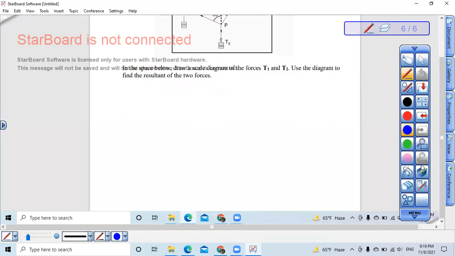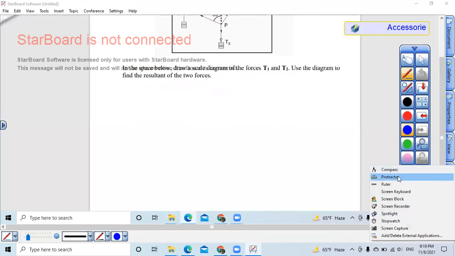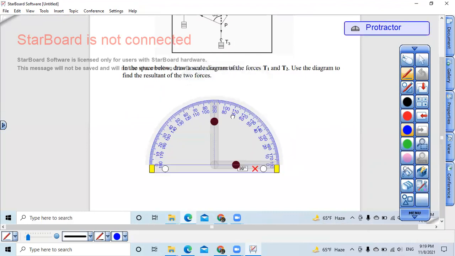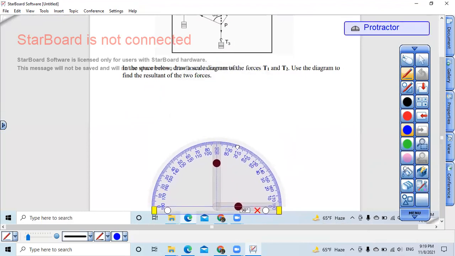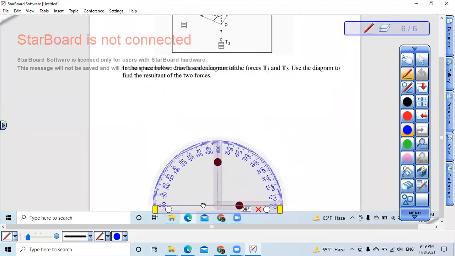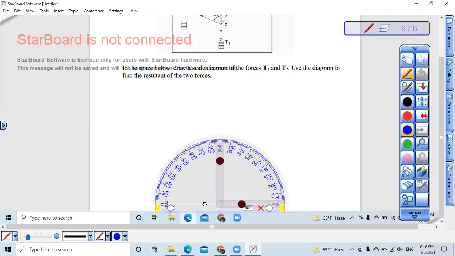Now we will use the protractor. We'll put it to draw the vertical line and the horizontal line. This is the horizontal line, I don't need it so far. This is the vertical line, I don't need it so far. What do I need? I need an angle of 44 degrees. So this is 44 degrees from the vertical.